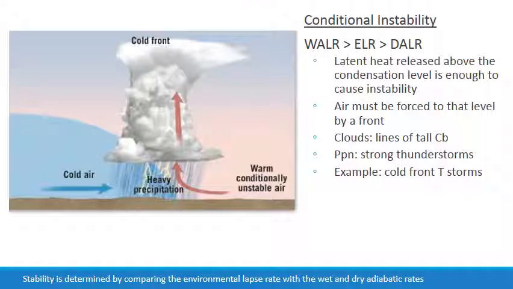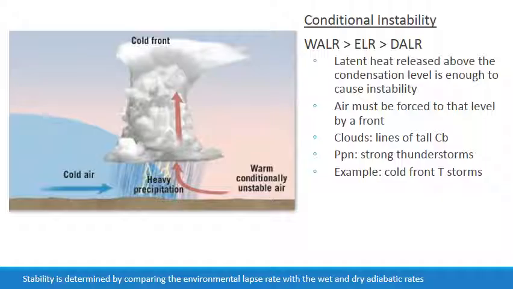So halfway between those two conditions is a summertime phenomenon, the conditional instability. And that occurs when the moisture content is very high, so humid air. And the environmental lapse rate is between the two, the dry and the wet adiabatic lapse rate. So under those conditions, we see latent heat above the condensation level sufficient to make the air unstable. But that instability doesn't happen until you reach that condensation level.